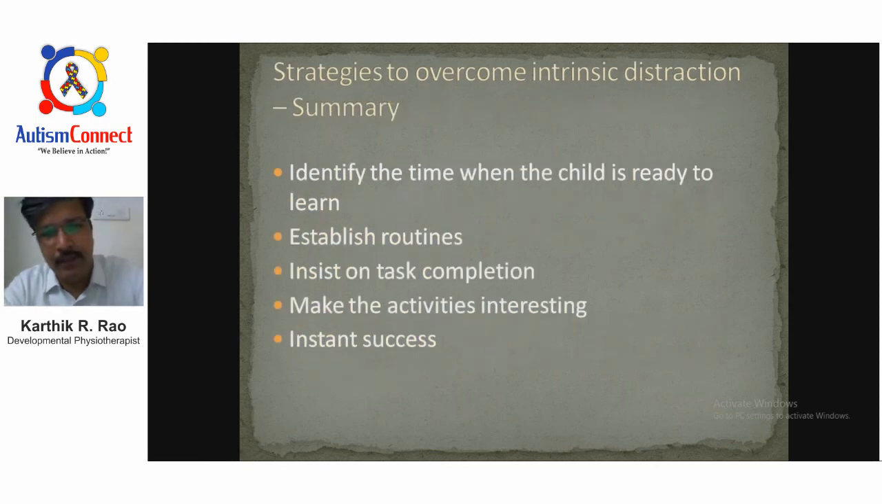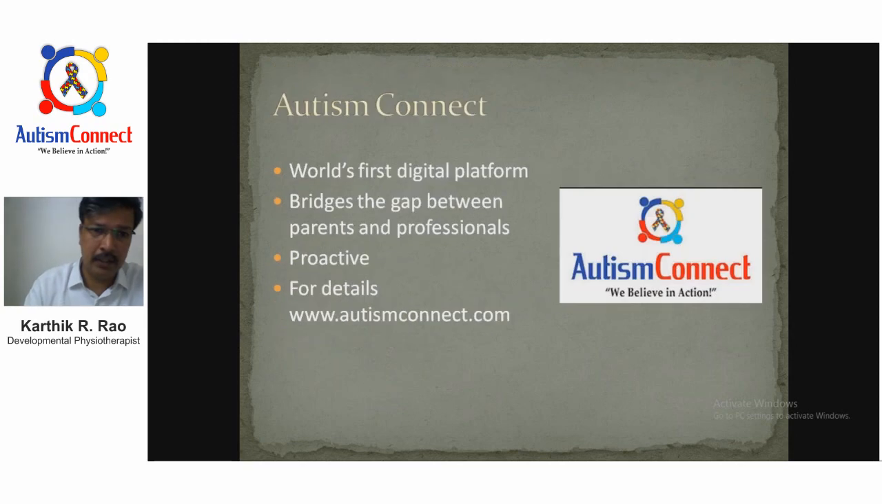To summarize, the strategies to overcome intrinsic distraction would be to identify the time when the child is ready to learn, and establish routines. So routines and repetition would be the basis. You can teach almost all the concepts which do not have application, which do not change according to the situation. Insist on task completion. Use task completion parameters to teach them whether it's an ending, a non-ending task, or a repetitive task, and use appropriate strategies. Make the activities interesting. Provide just right challenge. Make it sensory based on the sensory preferences that they have, and they should taste instant success.